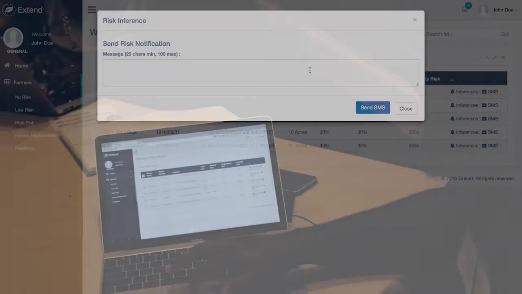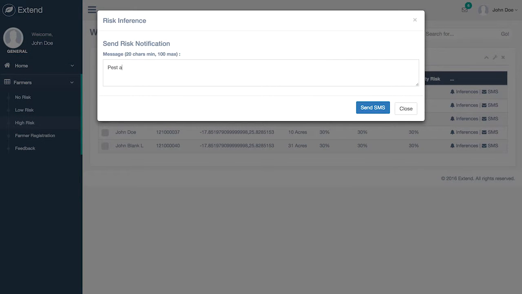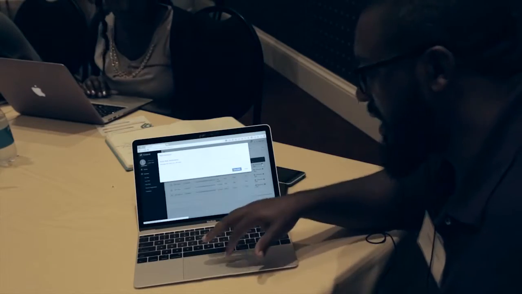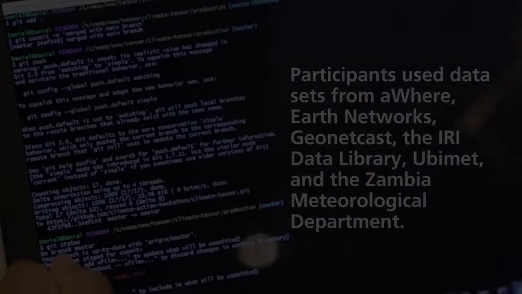We also have a messaging service for them. So once we know what's happening with them, we can message it to them directly. We can send a message and tell them this is exactly what's happening, therefore reaching them faster.